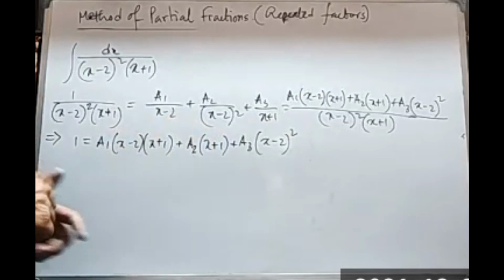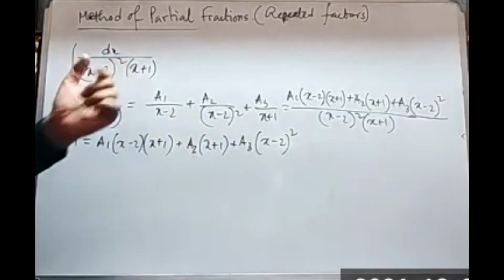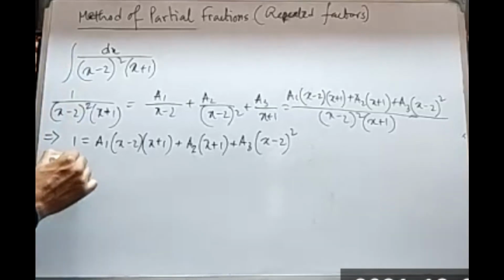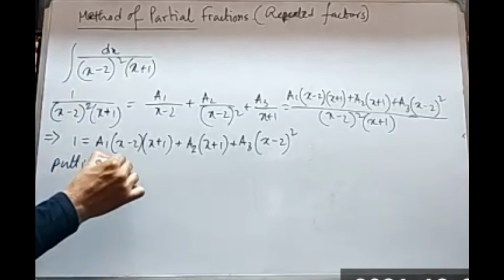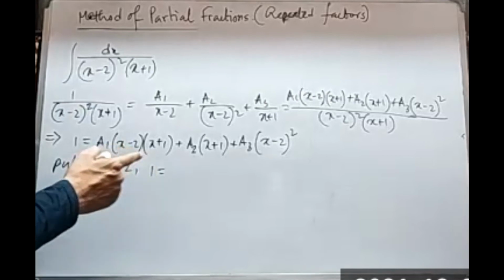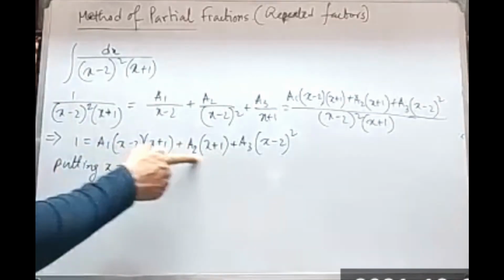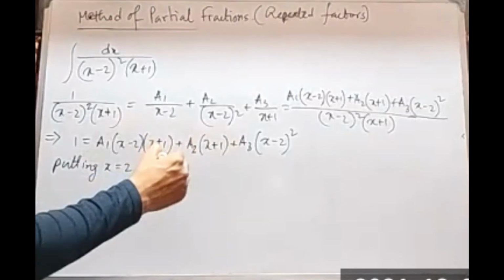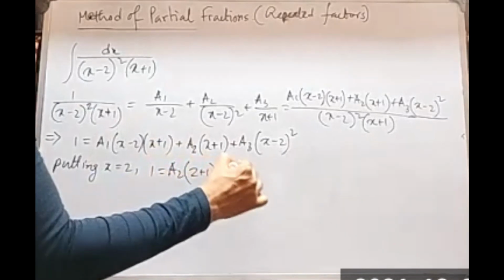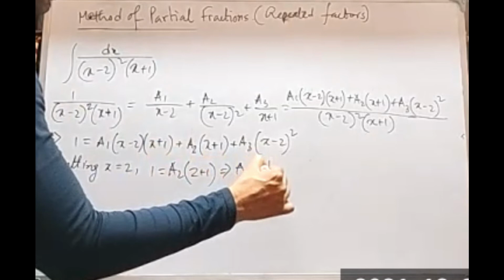So now the same thing, x minus 2 and x plus 1 are the factors. So we need to put the value of x as 2 and minus 1. Putting x equals 2, the LHS is 1, and only this term A2 will remain. The other two terms will vanish. So it is 2 plus 1, which means A2 is equal to 1 by 3.